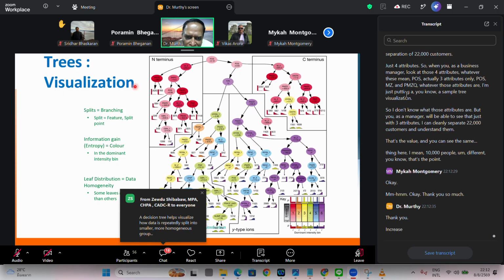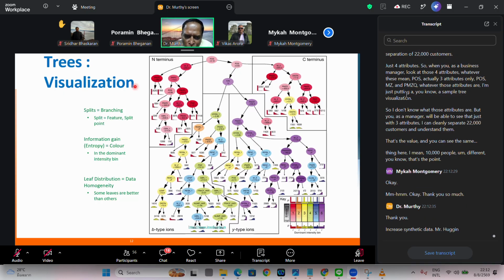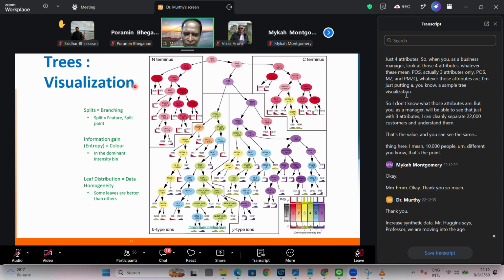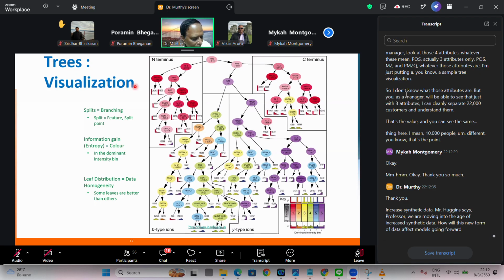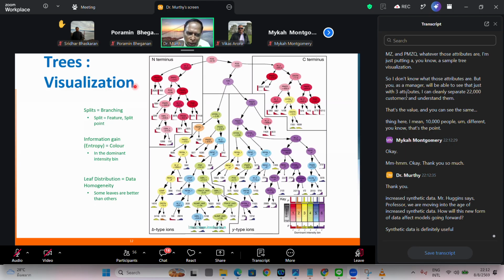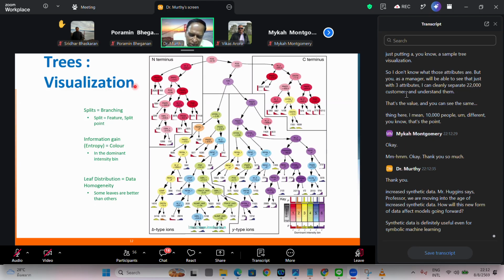Increased synthetic data. Mr. Huggins says, Professor, we are moving into the age of increased synthetic data. How will this new form of data affect models going forward? Synthetic data is definitely useful even for symbolic machine learning methods, Mr. Huggins.